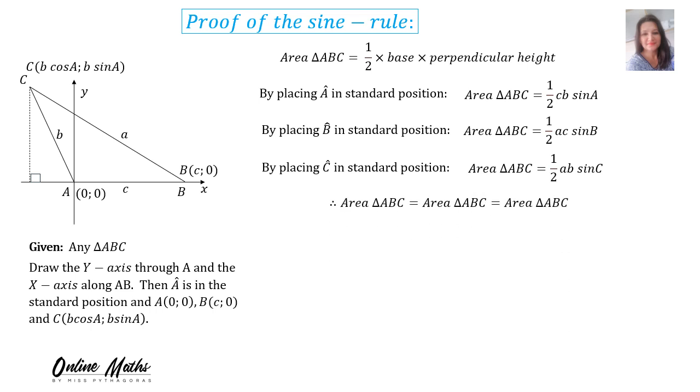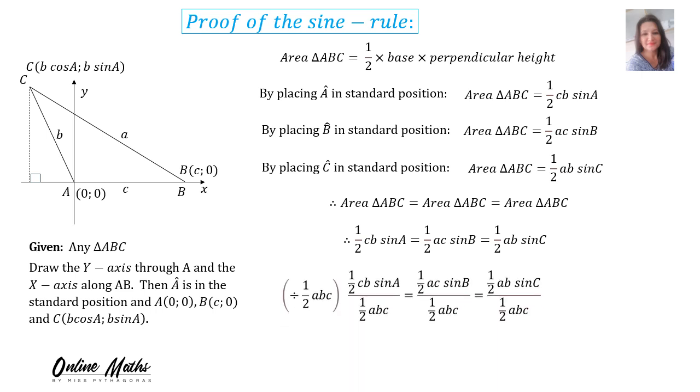Now what can you see? The area of triangle ABC is equal to the area of triangle ABC. It's the same triangle. And then you can substitute with your answers there. Therefore, half CB sin A equals half AC sin B equals half AB sin C. And then what you do is you divide every term by half ABC, as indicated there.